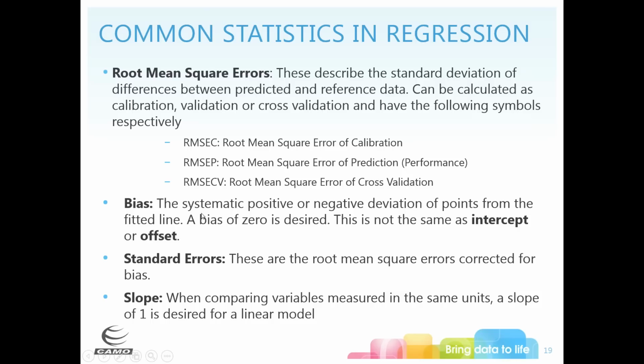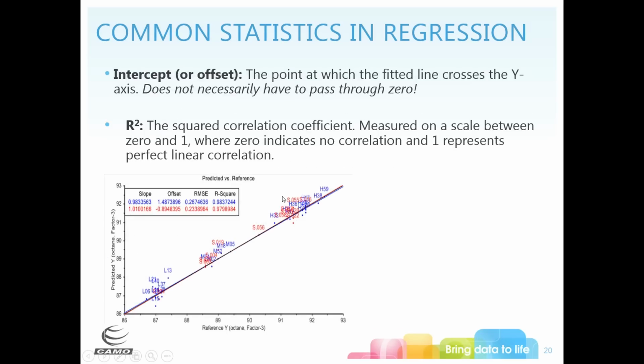We also look at the bias. If there's a systematic deviation from the fitted line, then that's what this is. It shows that a majority of the samples are predicting high, for example. That would be a positive bias. This is very different than intercept or offset. And then we also look at the slope. Ideally, for a linear model, you want a slope of 1. So the intercept is the point at which the fitted line crosses the y-axis. It doesn't necessarily have to pass through 0, just like in a univariate linear regression.